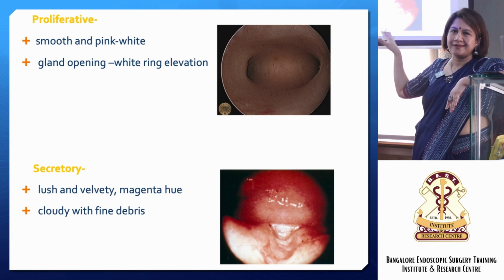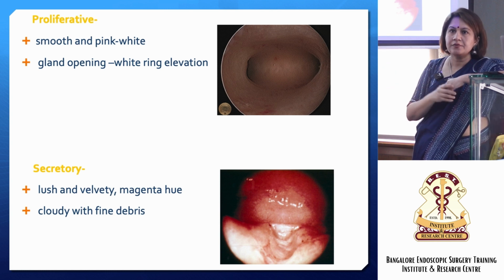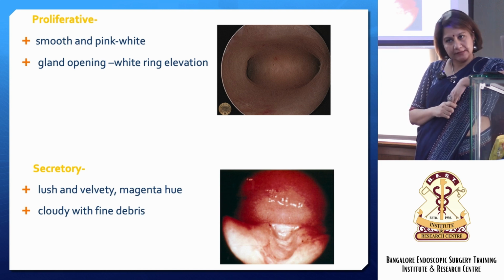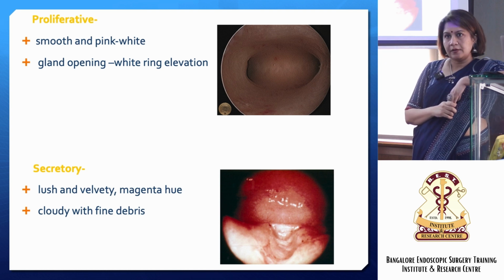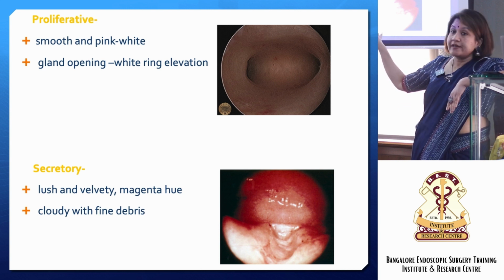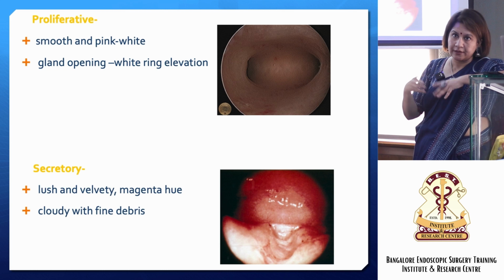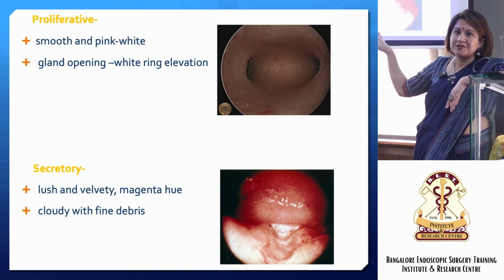This is only for our knowledge, that sometimes when you see thick endometrium, these are normal findings of different stages of the menstrual cycle. Pathological thick endometrium appears different. It is much more hyperemic and polypoidal, which we'll talk about. This is just thick endometrium.